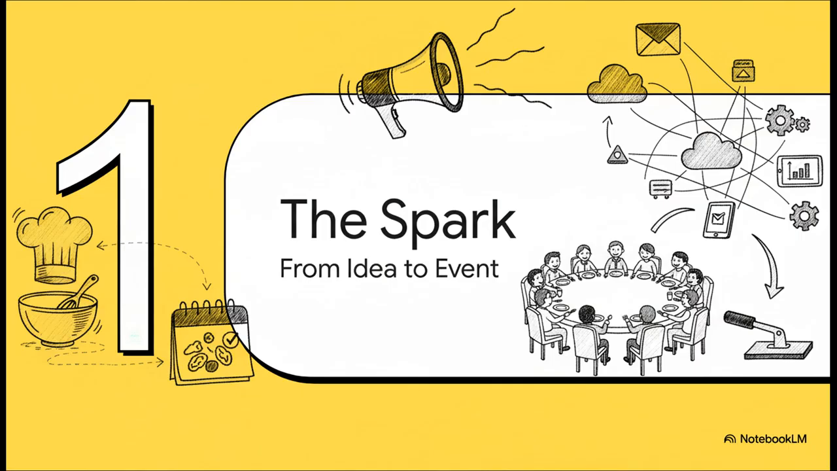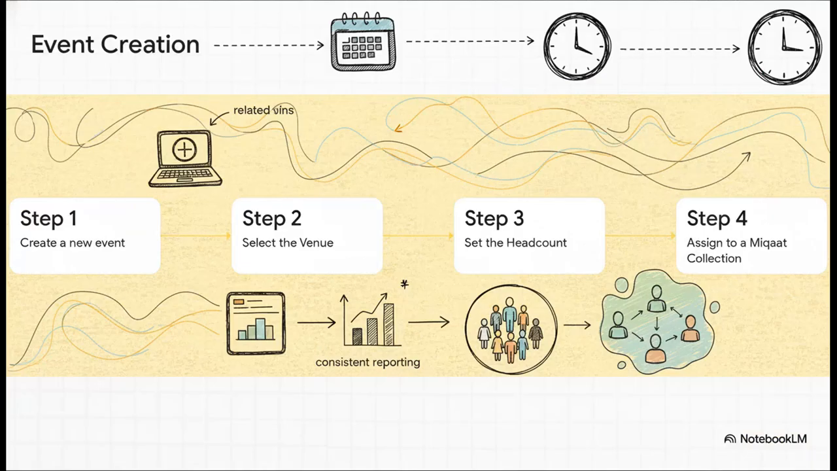So our journey starts with an event manager. Their goal is pretty simple: plan a meal for the community. But the tool they're using is seriously powerful. Inside the Event Manager module, it all kicks off with just a few clicks. They create the event, pick a venue from a preset list, which is super important for keeping all the reports consistent. They set the head count, and then they assign it to something called a Mikot collection. Just think of that as a digital folder for grouping similar events together. It really helps with the big picture planning.